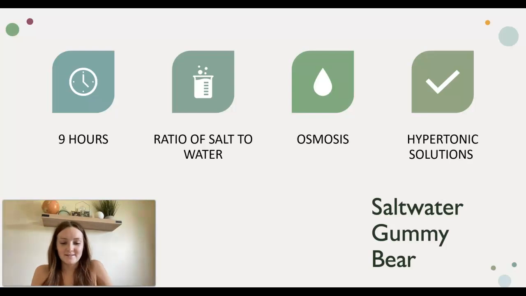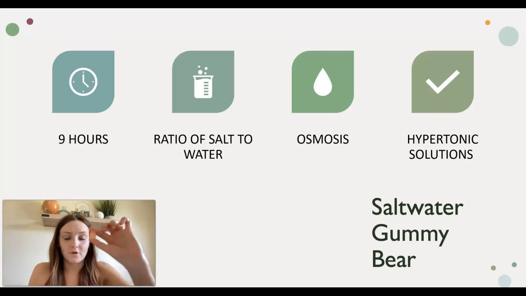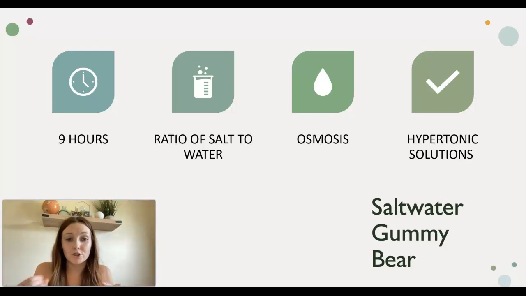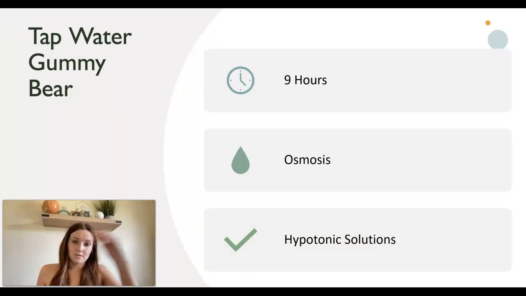So we're going to go to the next slide, and I'll show you again for reference. This is what this one looks like, and then of course that one, it's falling apart. It's a little bit larger. Usually, like I said, it's supposed to shrink due to osmosis, causing the water to leave. So for our next slide, we have our tap water gummy bear. So again, I let this sit for 9 hours, and we'll talk about osmosis in relation to the tap water.